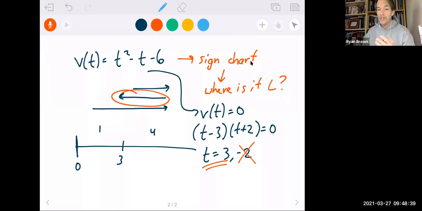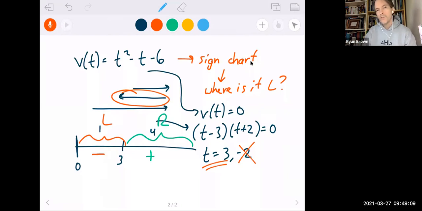And let's see, it changes direction at 3, but from right to left or left to right or some combination. Let's see. So if I plug in 1 again into my factored velocity, I should get a negative times a positive. This overall would be negative. If I plug in 4 into my factored velocity, I should get positive times a positive. That means it's positive. So it looks like from 0 to 3, it's going to the left. And from 3 on, it's going to the right.